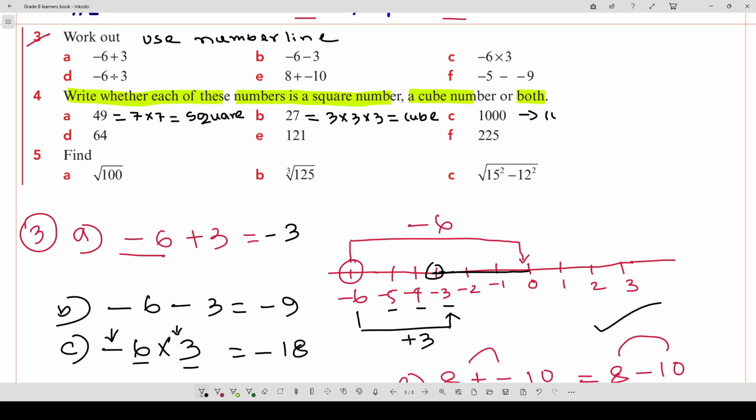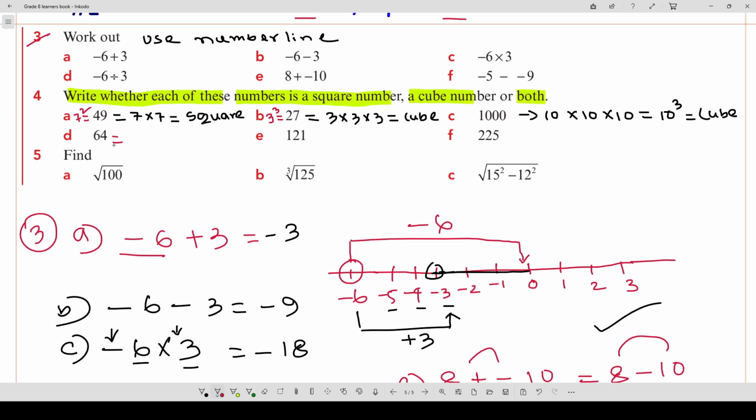Next, number C, 1000. We can write 10 times 10 times 10. It means 10 cubed. So this is a cube. Similar to this one also. Now 3 times 3 times 3, we can write this one 3 cubed, right? And this one is 7 squared.